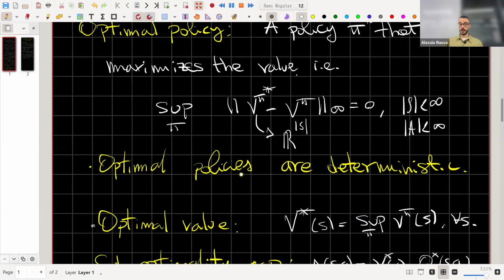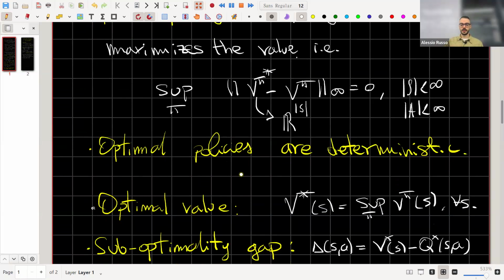Another important property for this type of MDPs is that the optimal policy is deterministic. We might have multiple optimal policies. What's interesting is that the set of MDPs with multiple optimal policies has Lebesgue measure 0. This is something that we will not prove. But basically, this says that if you have a continuous set of MDPs and you uniformly sample from this set, then with probability 0, you will pick an MDP with more than one optimal policy.